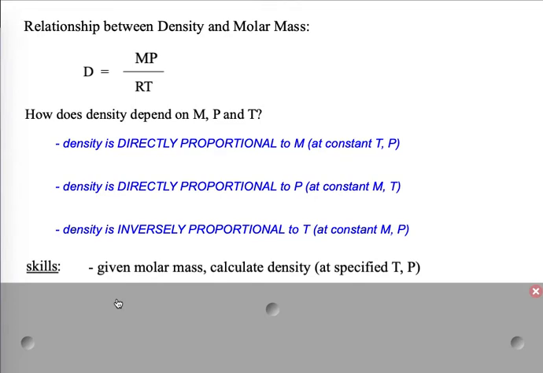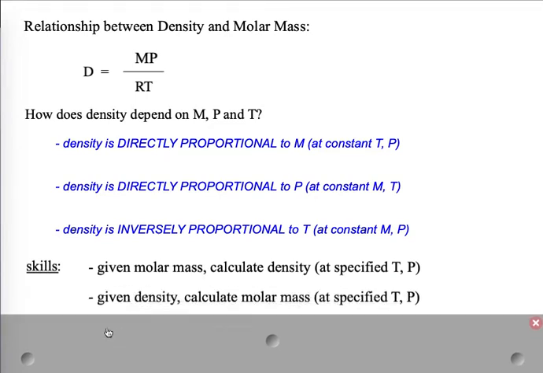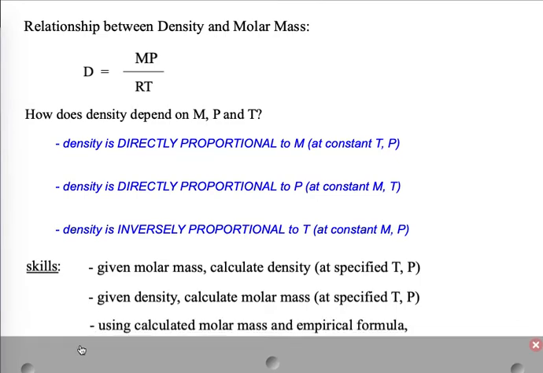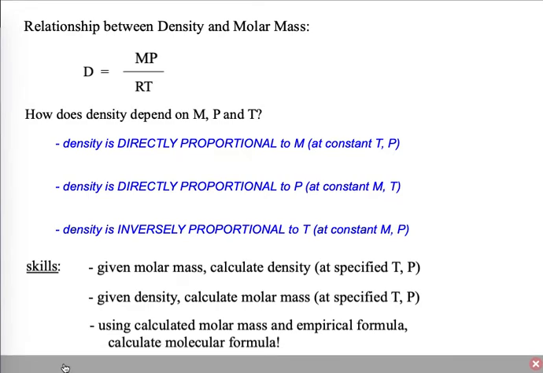Use this equation, and if given the molar mass M, calculate the density at a specified temperature and pressure. Or in the other direction, given the density, calculate the molar mass at a specified temperature and pressure. And then, using the calculated molar mass and empirical formula, remember what you learned how to do back in Chapter 7? You learned how to calculate the molecular formula.